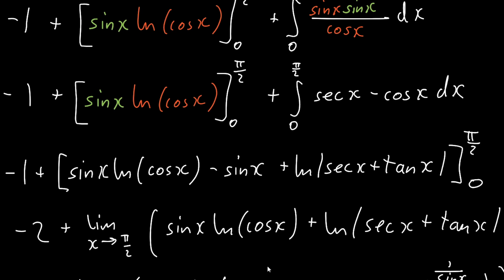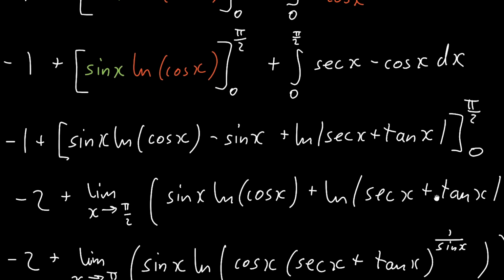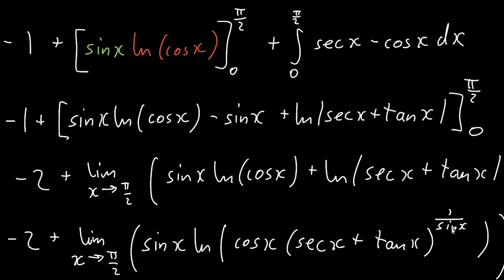Now, what we want to do is combine this into one big logarithm. And we can't do that just yet because this one has a sine x in front of the log, but this one doesn't. So we can artificially make our own sine x in front of this by raising sec x plus tan x to the power of 1 over sine x, like so. So now that we can combine the logarithm, we have cos x times sec x plus tan x to the power of 1 over sine x.